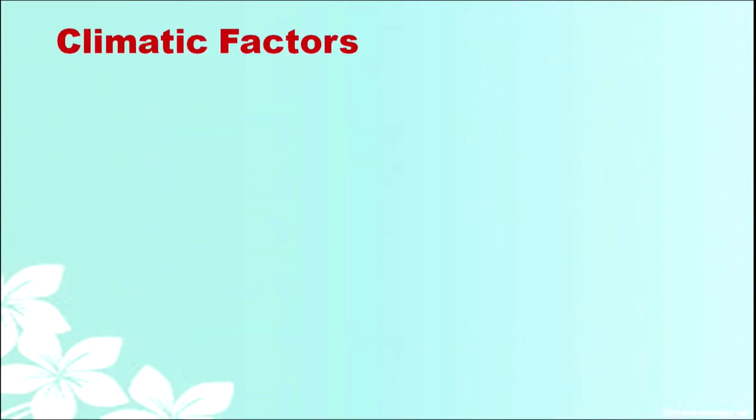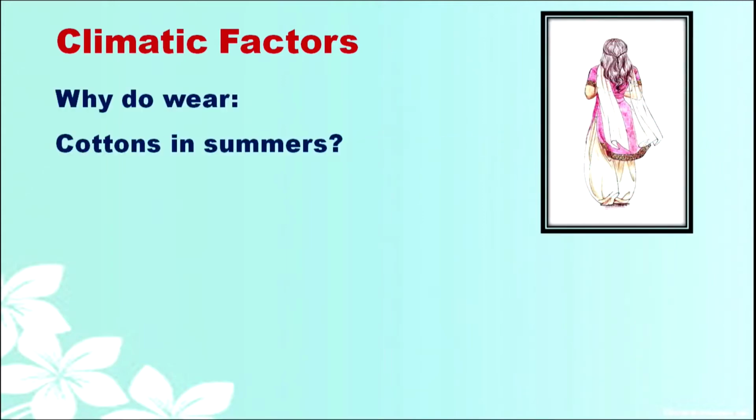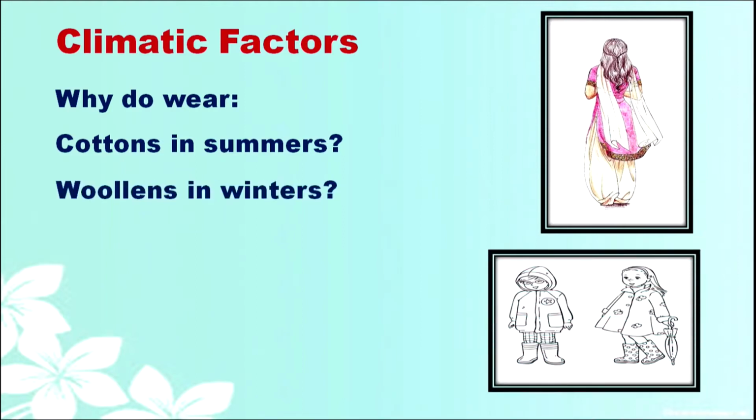Now, let us see how climate influences our selection of clothing. Why do you think we wear cotton during summers or woolens during winters? Have you ever seen that people who are living in hills have a different set of clothing than people who are living in plains? The people who live in deserts have an entirely different set of clothing. We choose cotton for summers because of the property of cotton as a fiber.